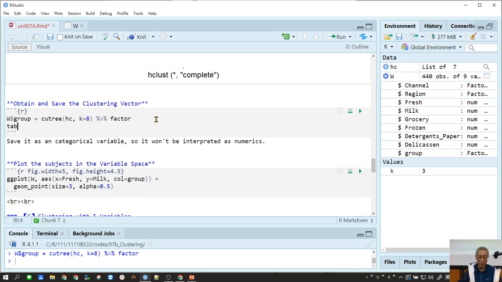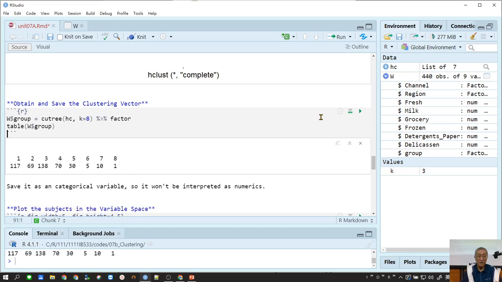Usually I can then do a table. I'll see that the first group has so many retailers, and as you can see, some groups have very few retailers, and some groups have more members. So this is a way to do hierarchical clustering in R.